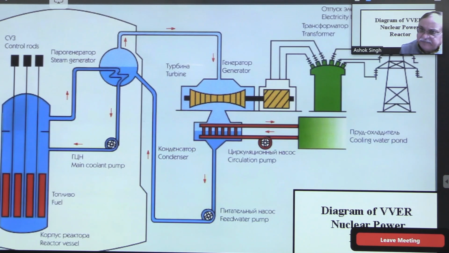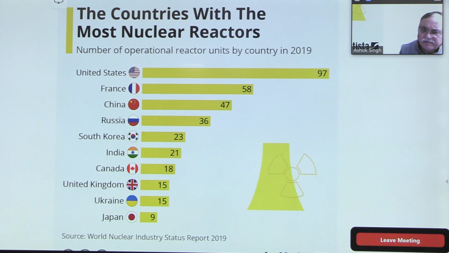Now, look at a list that was brought out in 2019. Countries which use reactors, operational reactors. And United States led the way, followed by France, China, Russia, South Korea. India was pretty far behind. China uses many more reactors, while other countries use even less reactors.